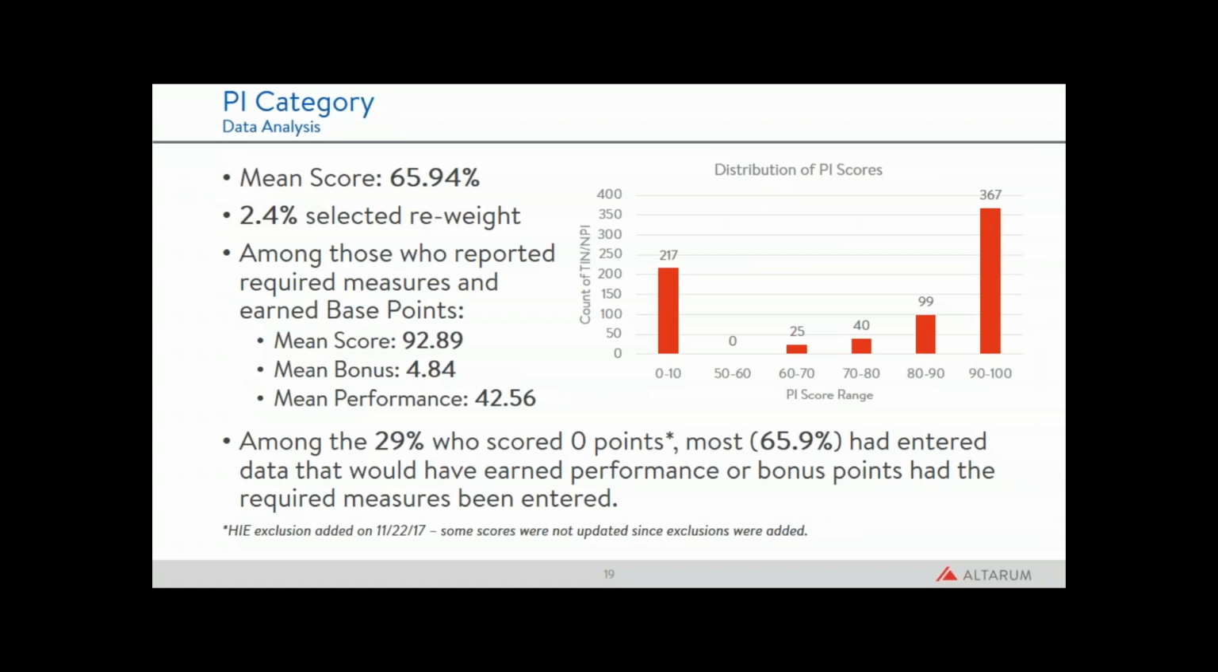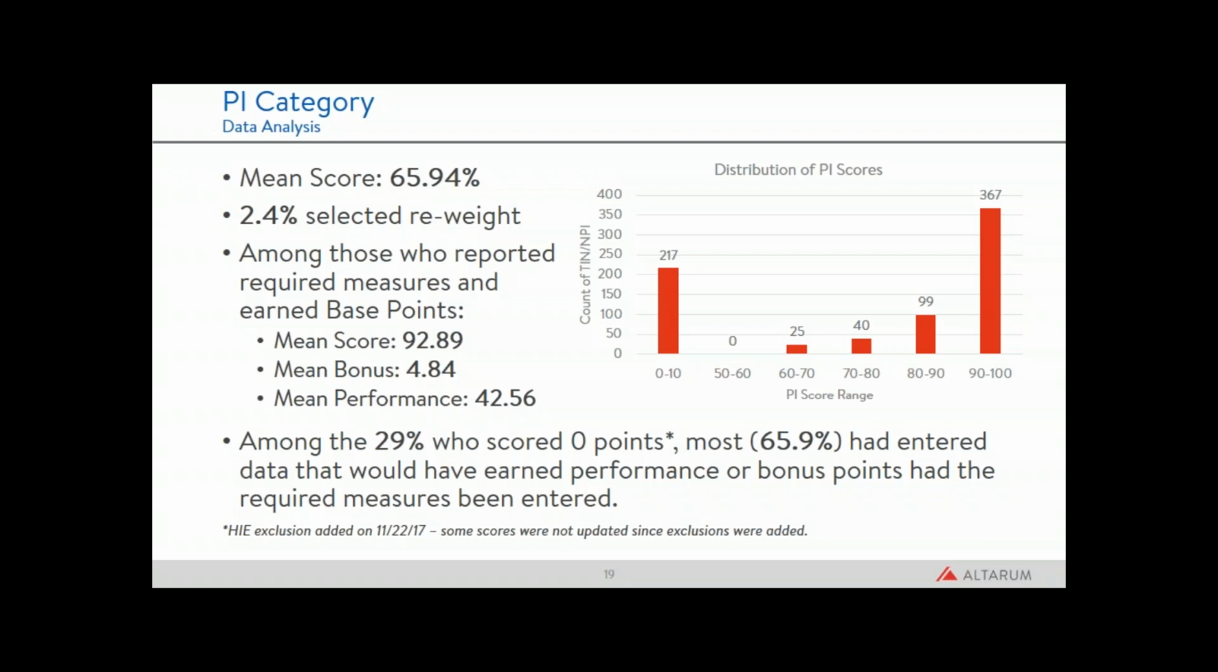When we look at the data in the promoting interoperability category, I should probably pause here and say that all of the data that you're going to see on these slides from MIPS-Cast and any of the descriptive statistics are from 2017 performance period data and predicted MIPS-Cast scores. Because the 2018 performance period is in progress as we speak, I did not include any of that data, but I will highlight where I'm seeing trends in the 2018 data that vary from the analysis provided on these slides about the 2017 data. So the average score observed for promoting interoperability was over 65%.